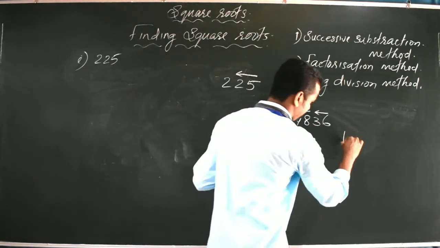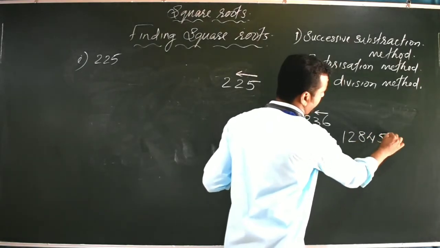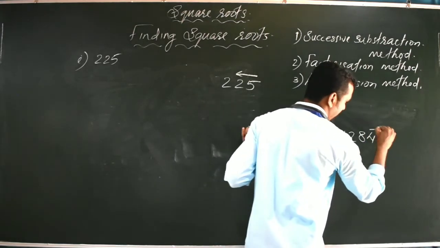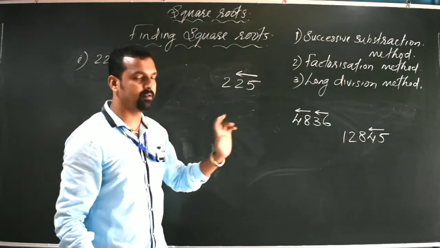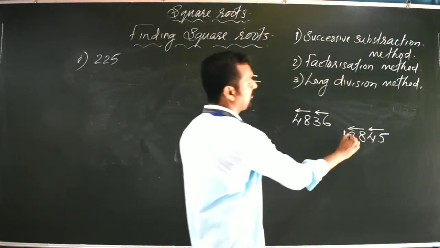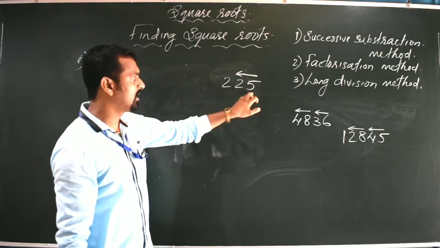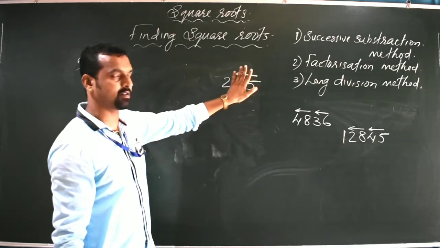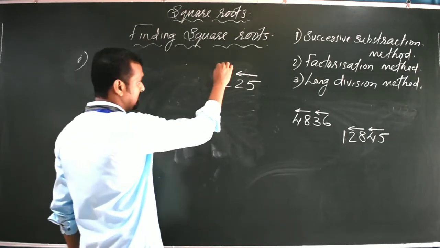Suppose it is 12,845. How can we make pairs here? 45 is the first pair. You have to make pairs from the last number. 45 is a pair, 28 is a pair, and only one number remains, so we cannot make it a pair. Here also there are only 3 digits. So the last two digits, 25, I am making a pair. Only one number, so we leave it as it is.